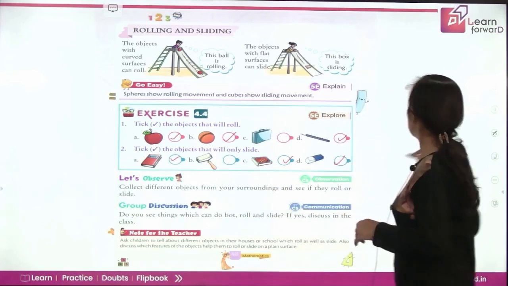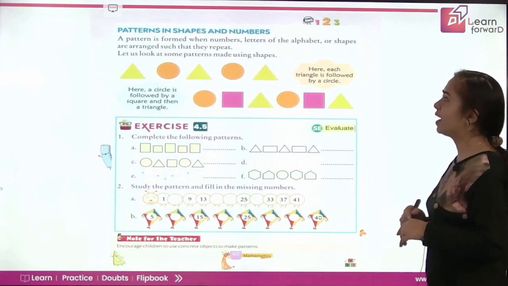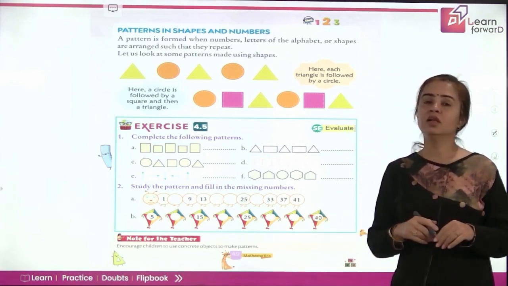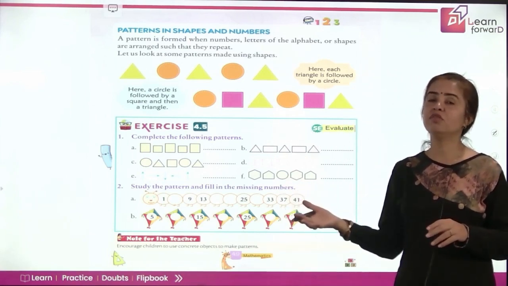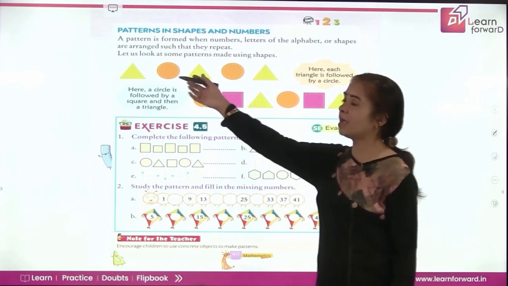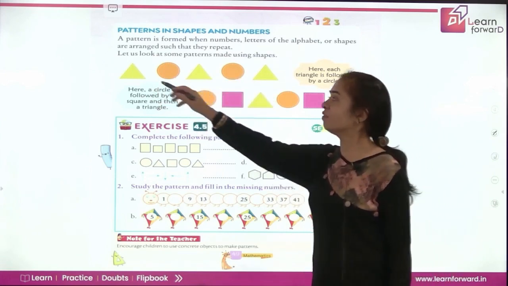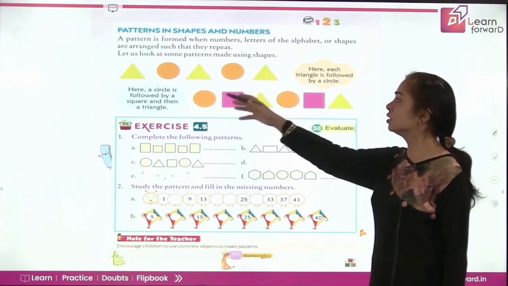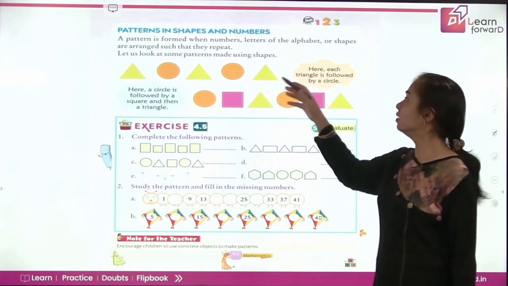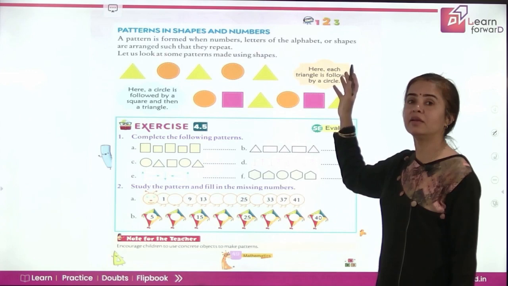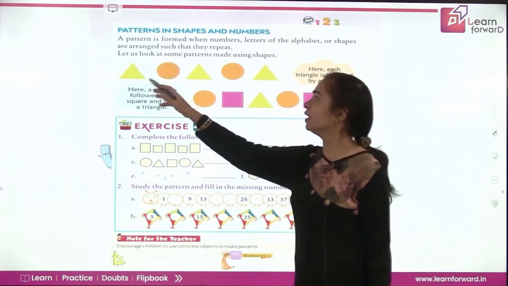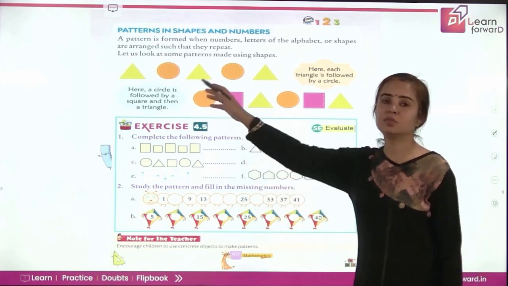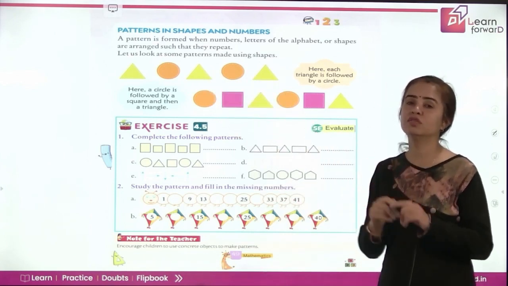Now coming to next here, we have patterns in shapes and numbers. So what do you mean by patterns, children? When few things repeat, we find a pattern there. For example, if you look at these shapes, we have a triangle, then circle, triangle, circle, triangle, circle. What will be the next? After triangle, circle, then again triangle. So we see a pattern that every next picture is a triangle, every next picture is a circle. It's a combination of these two shapes.